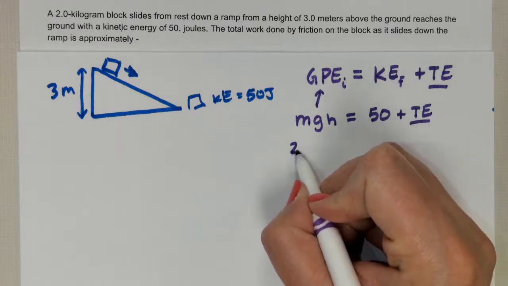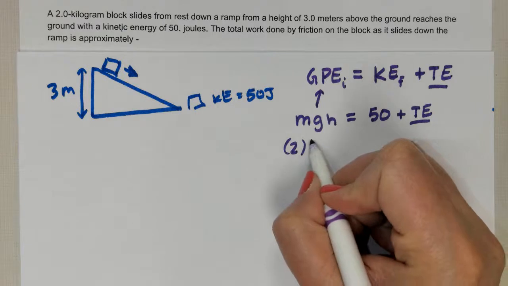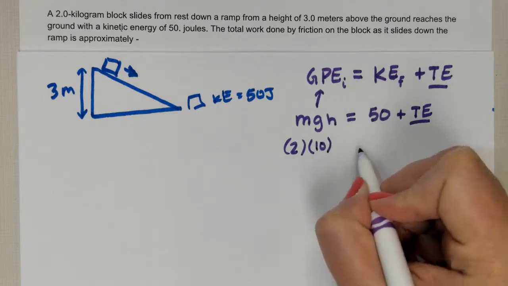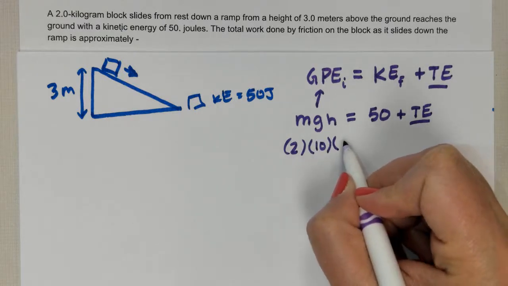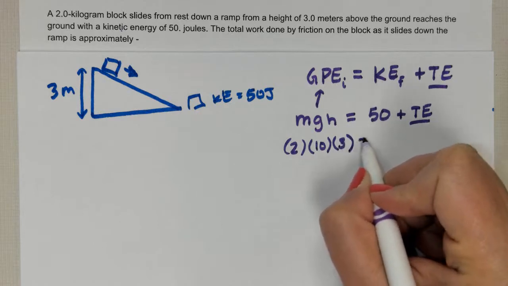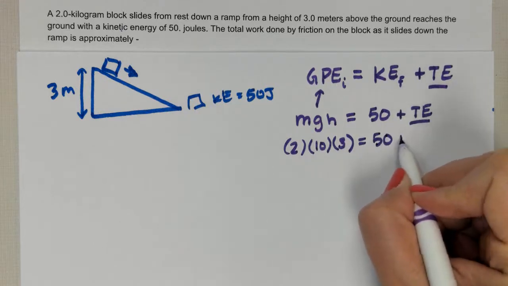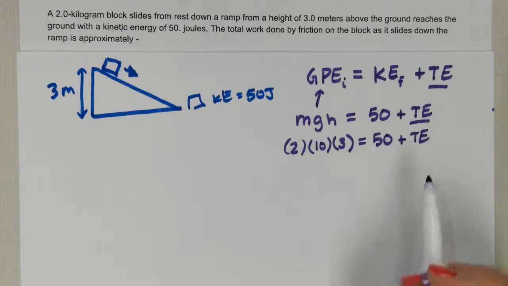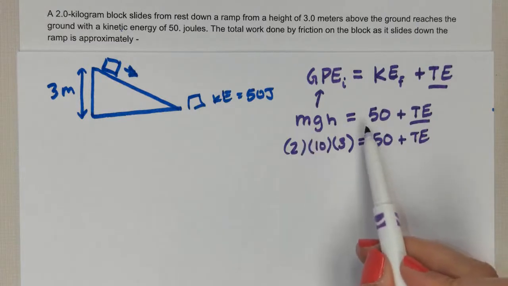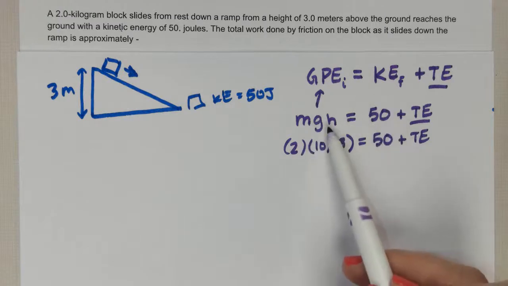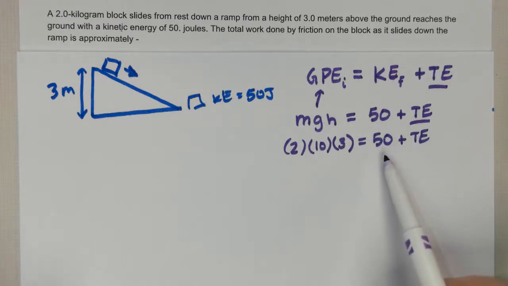The mass is 2. Since it says approximately, we're going to use the approximate value for g, which is 10, and the height from the top of the ramp is 3. That is equal to 50 plus the thermal energy. Again, if these are equal, we can say that there was no thermal energy, there was no friction. If it turns out that the GPE is 50 and the KE is 50, it's frictionless.